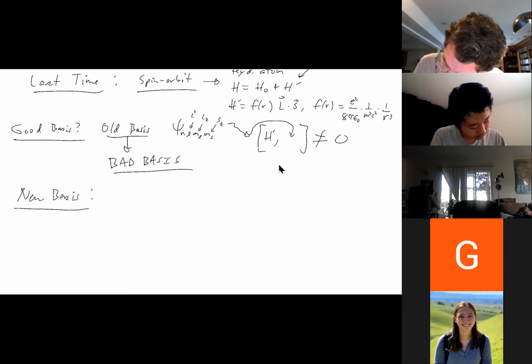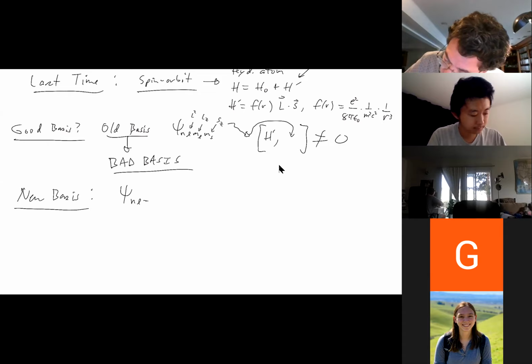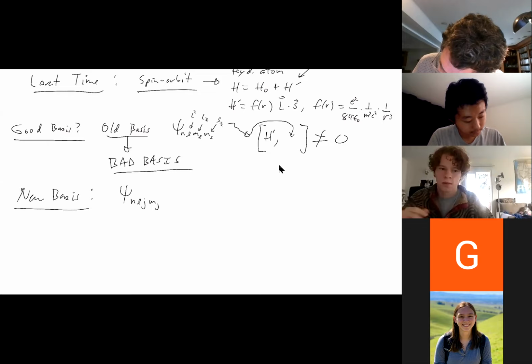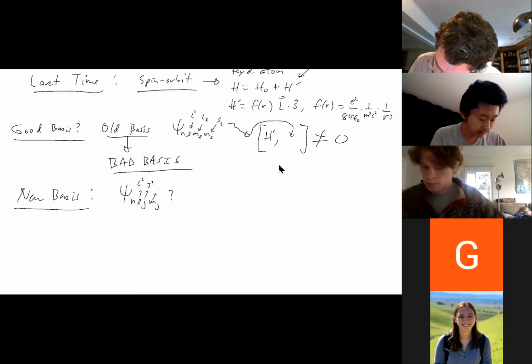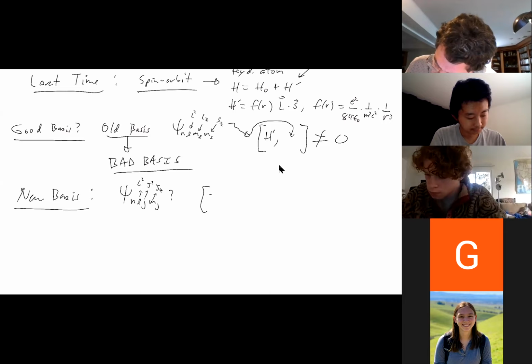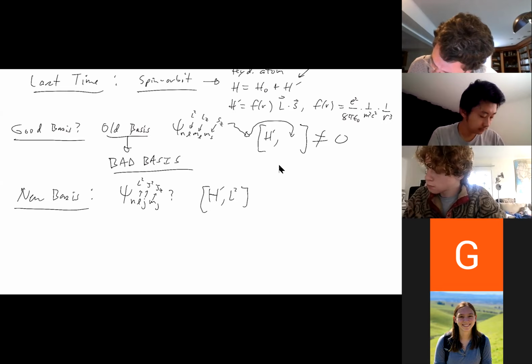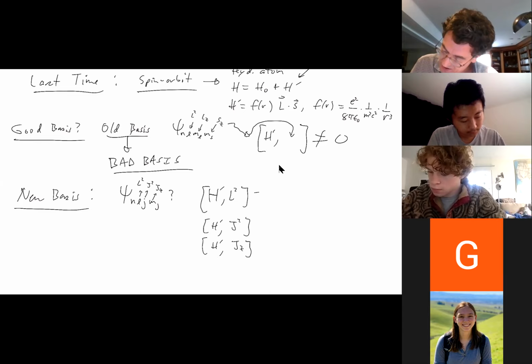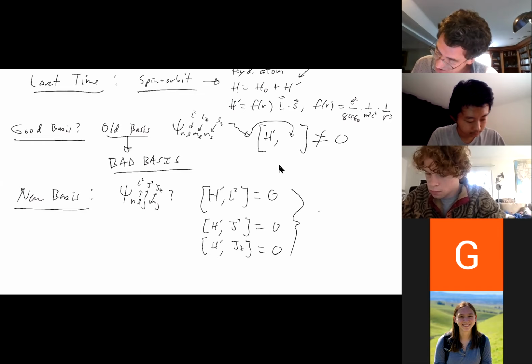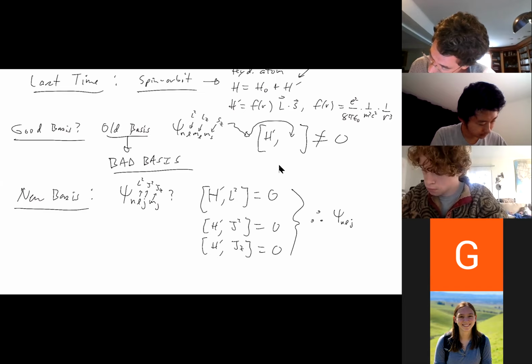We guessed a basis and said, what about this? Psi n l j m sub j, indexed by L squared, J squared, J z. Then we looked at the commutators of H prime with L squared, J squared, and J z, using our new commutator trick, and we saw that they were equal to zero. Therefore, n l j m sub j is a good basis. Yay, we're so happy we've got a good basis.